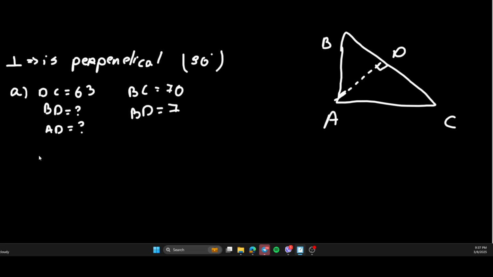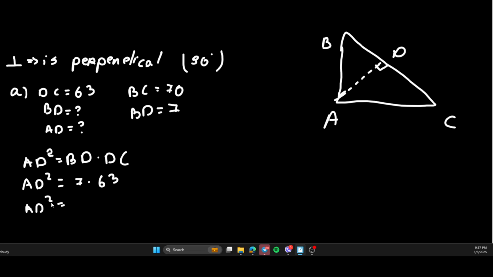AD squared equals, first step, BD times DC. Alright? So AD squared equals BD, 7, times DC, 63. Now, AD squared equals. Can I use the calculator for this? Sure.